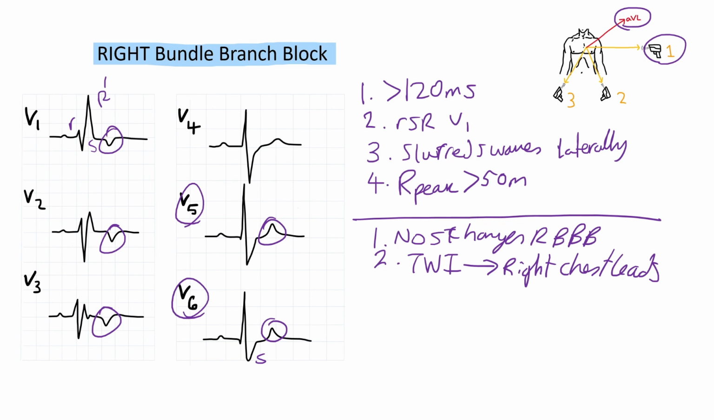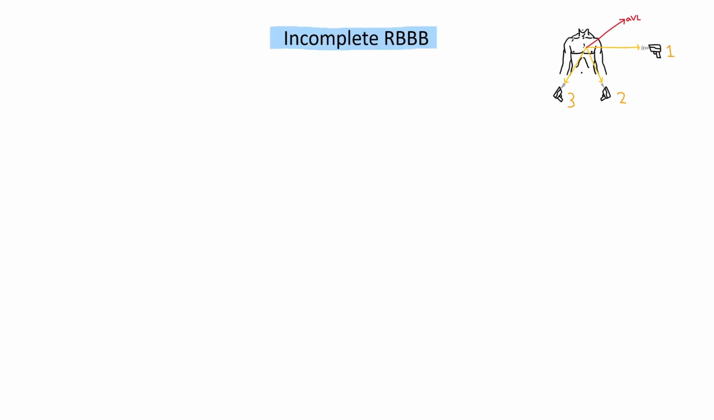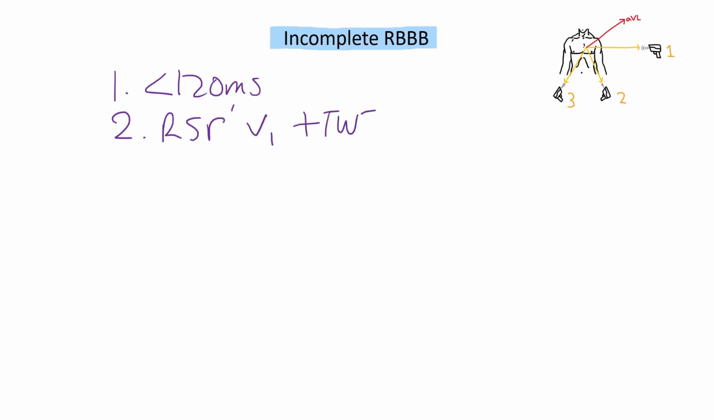Okay, so now what happens if it's less than 120 milliseconds? Remember I said the most important criteria was this one here. The QRS must be more than 120. If it's less, we call it an incomplete right bundle branch block. So first criteria, less than 120 milliseconds for the QRS. Second criteria is that there is an RSR pattern in V1, usually accompanied by T-wave inversion. If you get these two things together, we can call it an incomplete right bundle branch block.